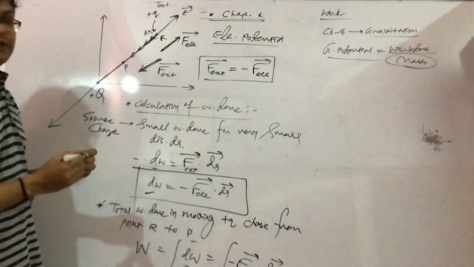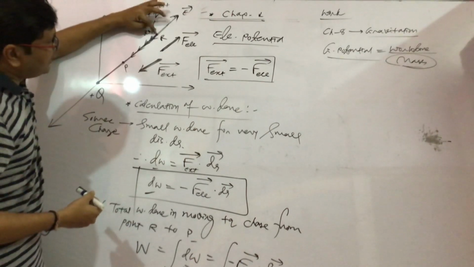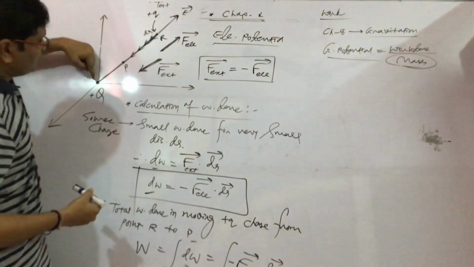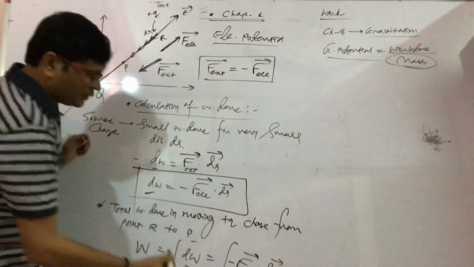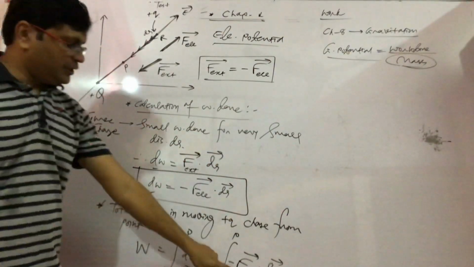And what's the limit for this integration? You can see we are starting from this R. Our journey started from R and completed at this point P. So with respect to this origin point, I can say R to P. So here R to P. Okay, but here F electrical.